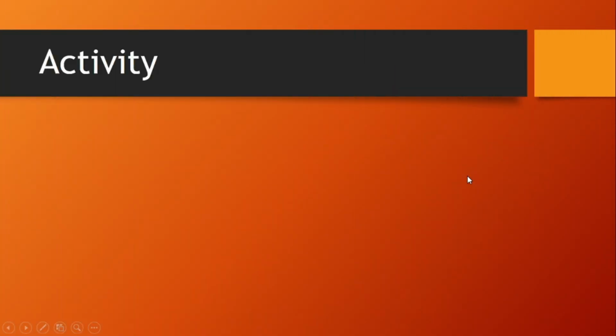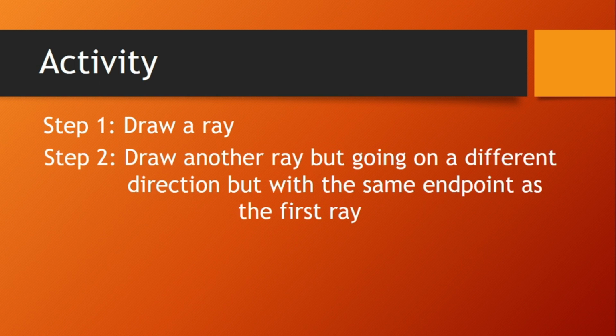Next is, let's have this activity. What if I ask you to draw a ray? And then step 2, draw another ray but going on a different direction and with the same endpoint as the first ray. So, ibig sabihin, I have here a ray. Sabi, mag-drawing daw tayo ng another ray but going to the opposite, different direction at merong same endpoint. So, let's say I have here the other ray. So, going siya sa other direction at same yung kanilang endpoint. So, ayan yung itsura niya.